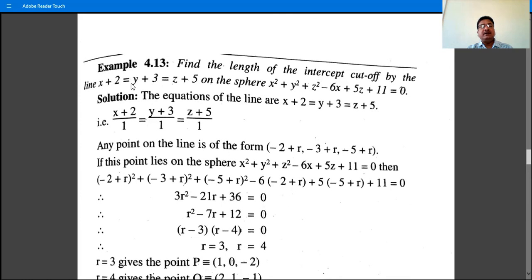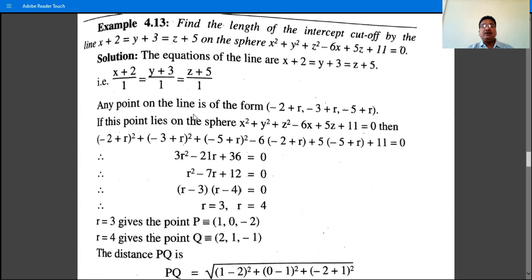So first we'll find the points of intersection of the line and sphere. The procedure is: the equation of the line is (x plus 2) by 1, (y plus 3) by 1, and (z plus 5) by 1 is equal to, say, r. Then the coordinates of a general point on this line are what? (x plus 2) by 1 is equal to r gives x is equal to minus 2 plus r, or r minus 2. y is r minus 3, and z is r minus 5.